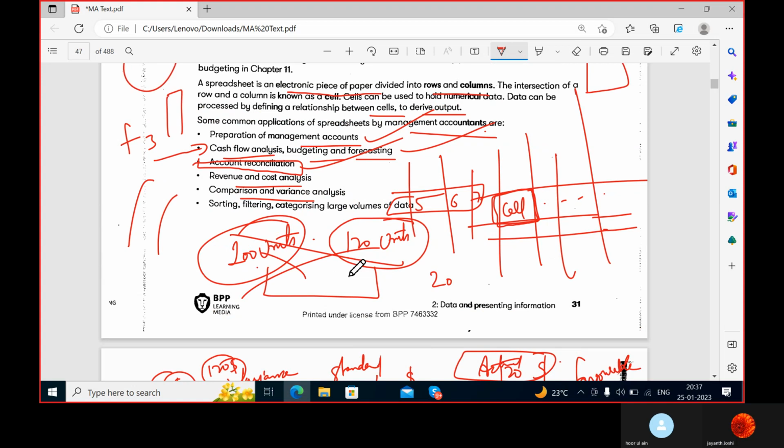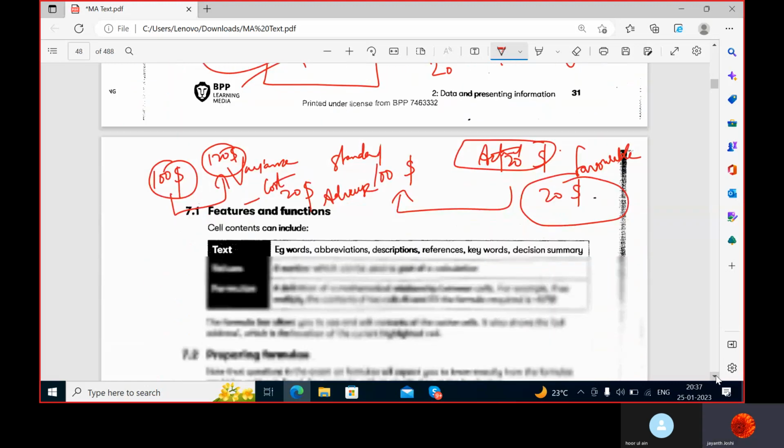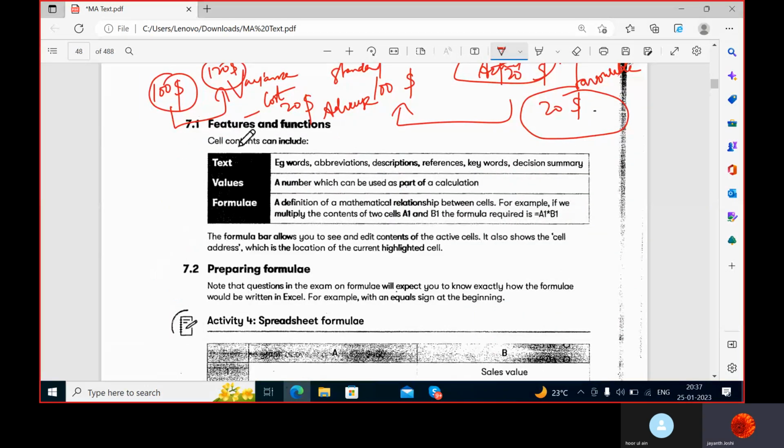Then for sorting, filtering, categorizing big volumes of data, you can use this spreadsheet. So features and function: cell contents can include what? Anything like text, values, formulae. So in a particular cell, whatever you are going to use in a spreadsheet, you will have three things there: text, value, formulae. Text, for example, words, abbreviations, descriptions, references, keywords, decision summary.